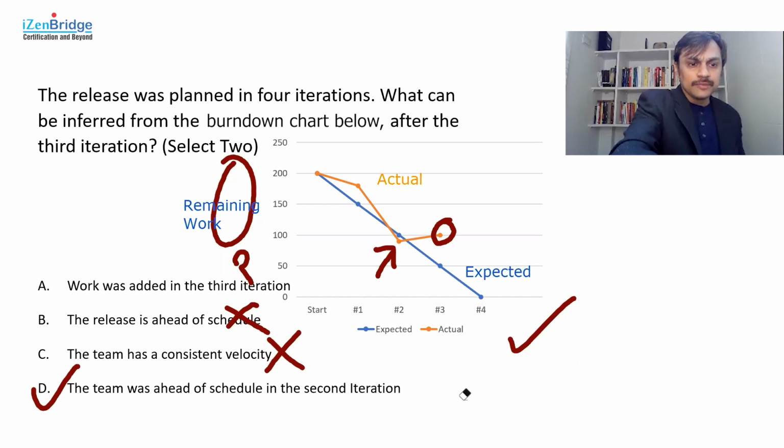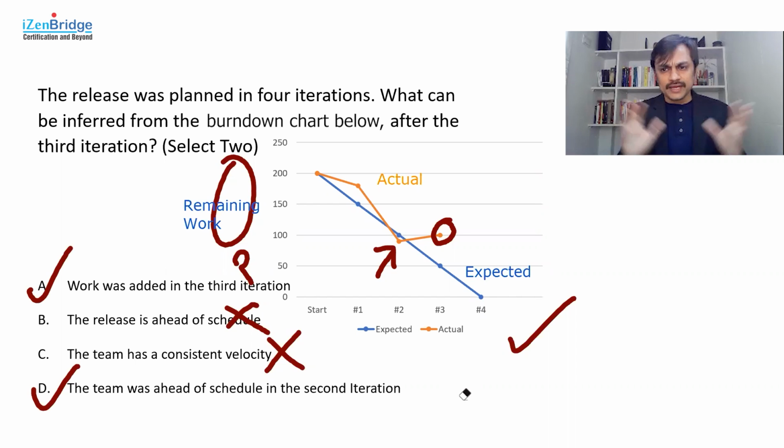Now I can say this information is also true, based on what I have to select two options. There could be various reasons for expanding the work, but work has expanded. That much is clearly coming. So if I have to choose two with this particular graph in this particular question, I will go with A and D. I can't say that the release is ahead of schedule. I can't say that based on this particular graph. I can't say that the team has a consistent velocity.